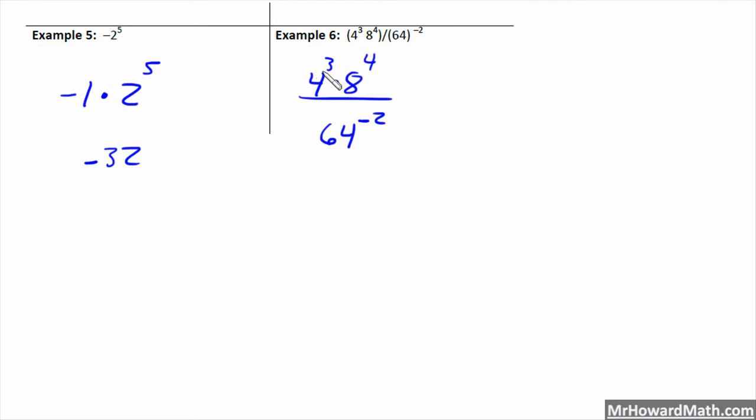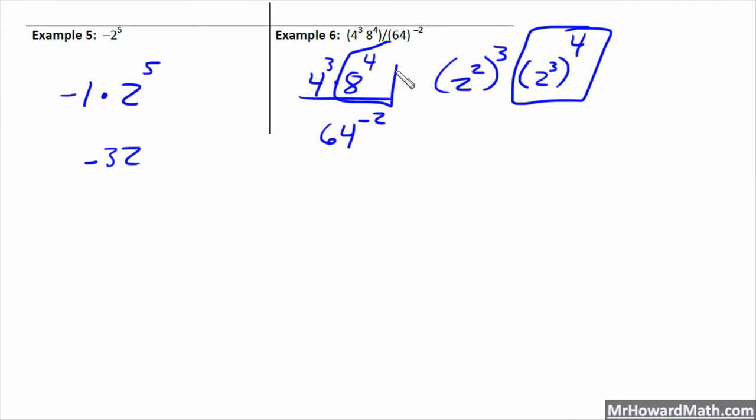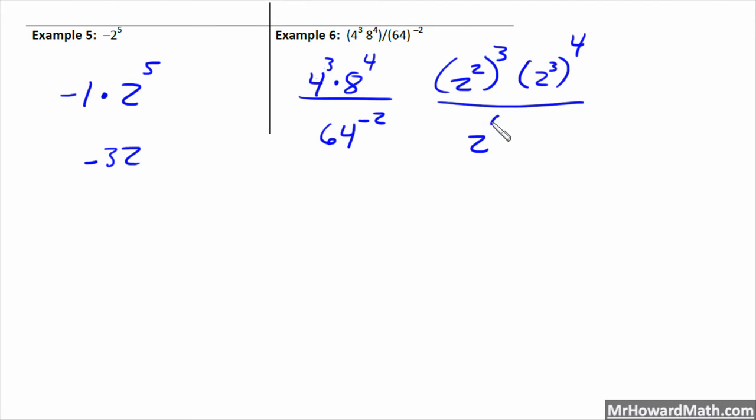So we're going to rewrite each of these bases, the base of 4, the base of 8, the base of 64, with a base of 2 instead. So 4 is the same thing as 2 squared, and then that is cubed, so that represents this section right here. 8 is the same thing as 2 cubed, and that's raised to the 4th power, all over. 64 is the same thing as 2 to the 6th power. We saw that in that power chart before, and then that's raised to the -2 power.